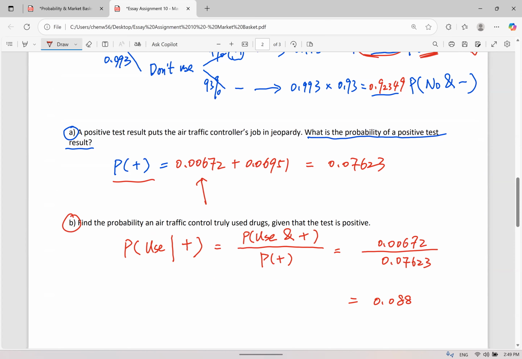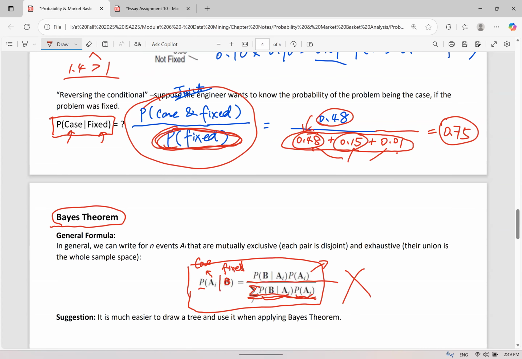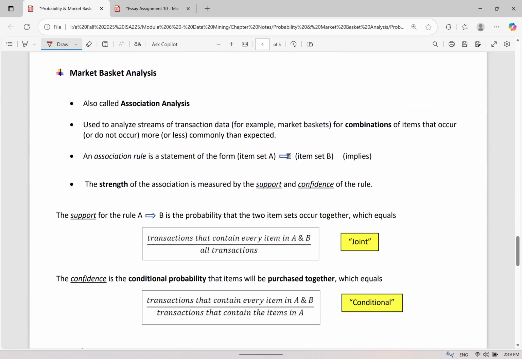All right. So I will assume you get it. Okay. So now let's continue. Right, so let's continue with the next application of probability. It is called the market basket analysis. This analysis is also called the association analysis.